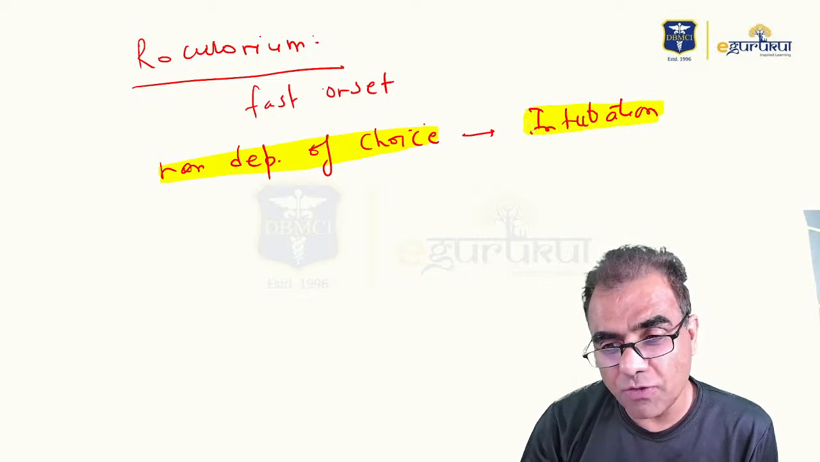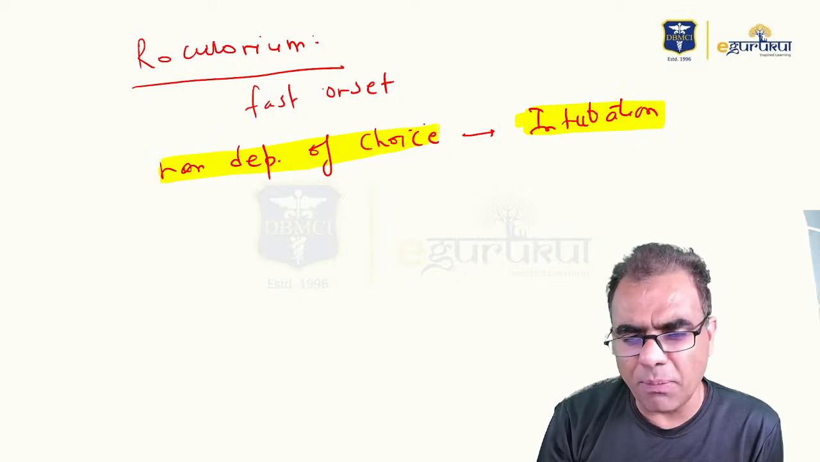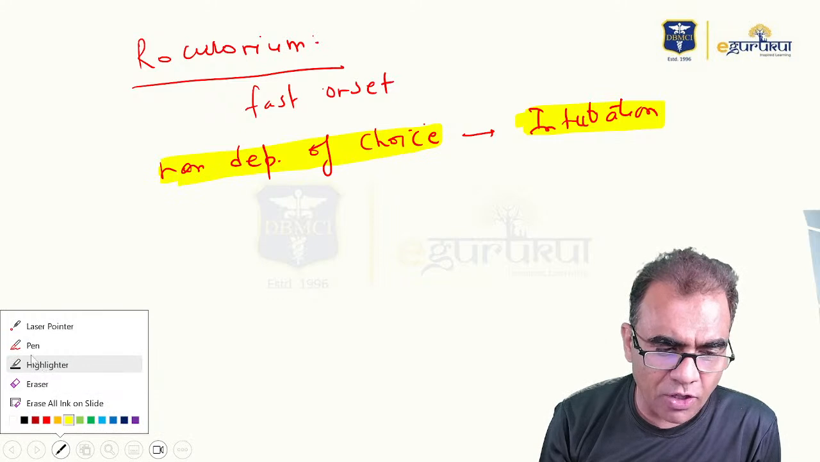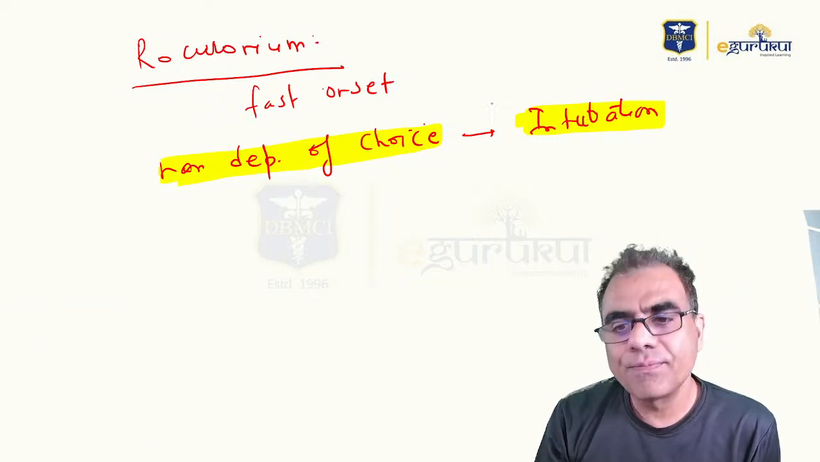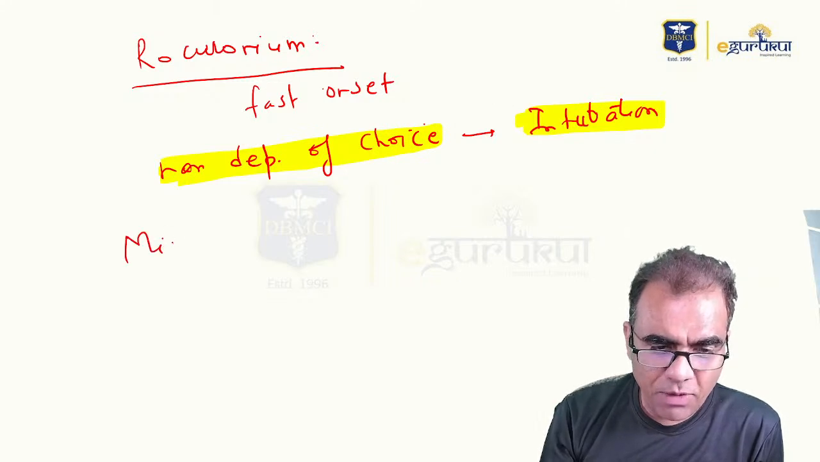So don't get confused. If they ask you muscle relaxant of choice for intubation, it is still succinylcholine. But if they specifically ask you non-depolarizer of choice for intubation, then it is rocuronium. Then mivacurium.